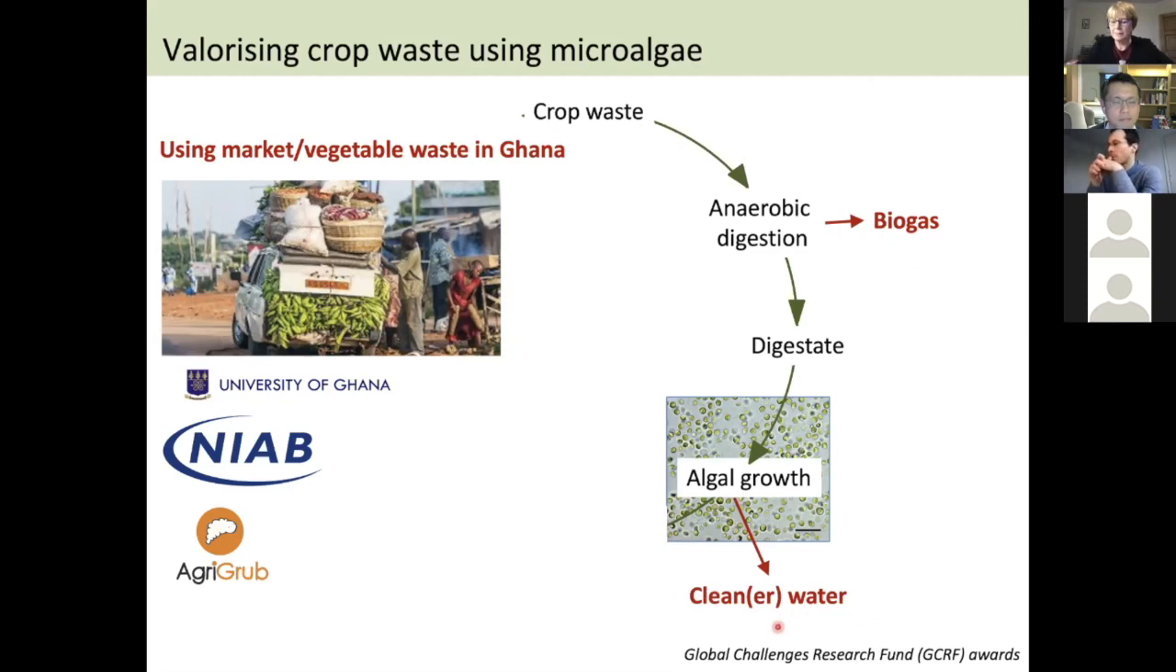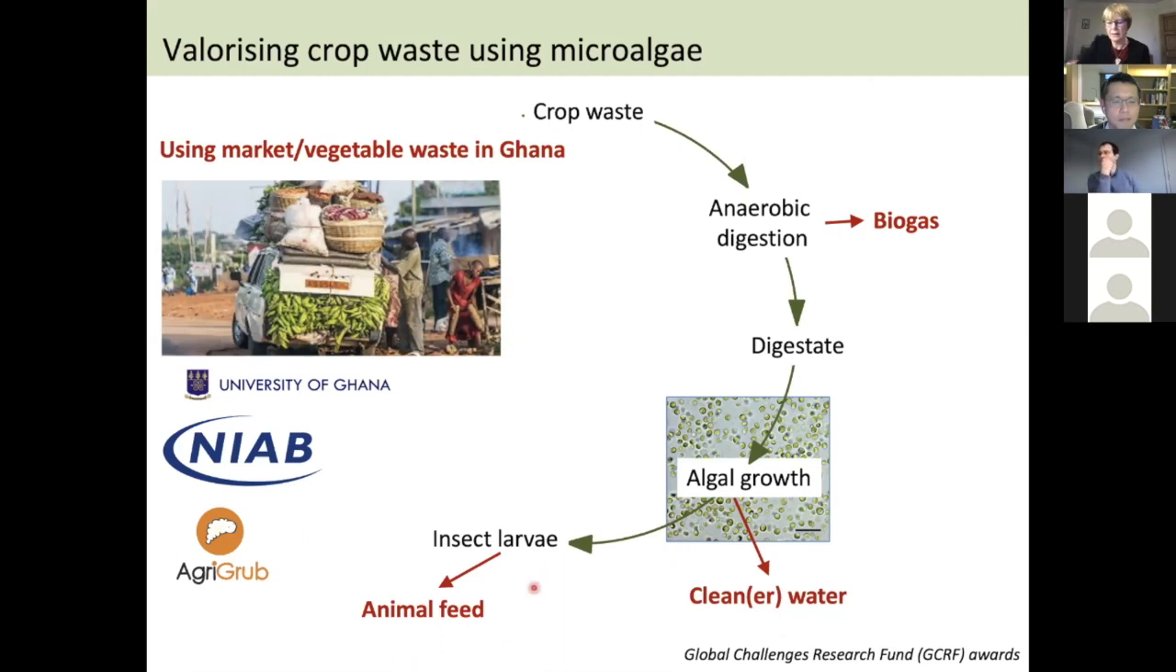And then this water can be applied to the fields or put into the watercourses without worrying too much about eutrophication, too much nitrogen and phosphorus. But we've taken this a step further, and together with colleagues at NIAB in Cambridge, which is the National Institute of Agricultural Botany, and a small SME, Agrigub, we are using the algal biomass and feeding it to insect larvae, which then provides animal feed.